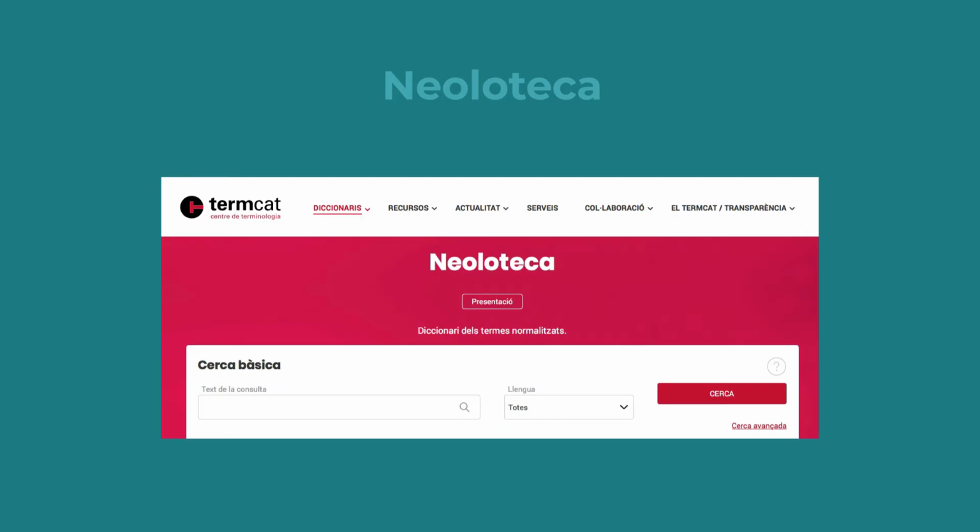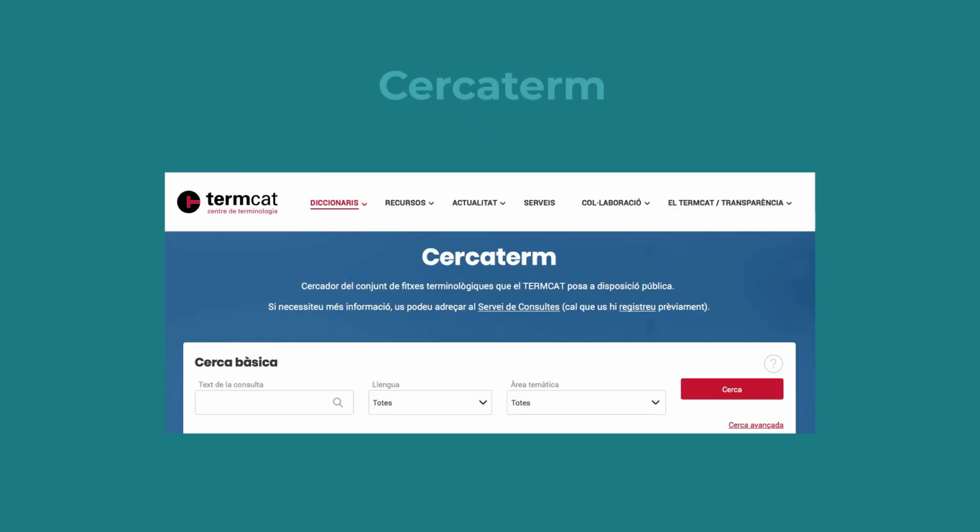Neoloteca is an online dictionary of Catalan neologisms that have been standardized and arranged thematically with definitions and equivalences in other languages. It currently has about 10,000 entries from the fields of arts, science, technology, sports, and so on. Cercaterm is an automated terminology query service that allows you to clarify any terminological doubts you might have when writing specialized texts. Its website has over 200,000 terminology files on specific terms, with English equivalences, as well as a variety of other terminological resources, all of which are constantly updated.